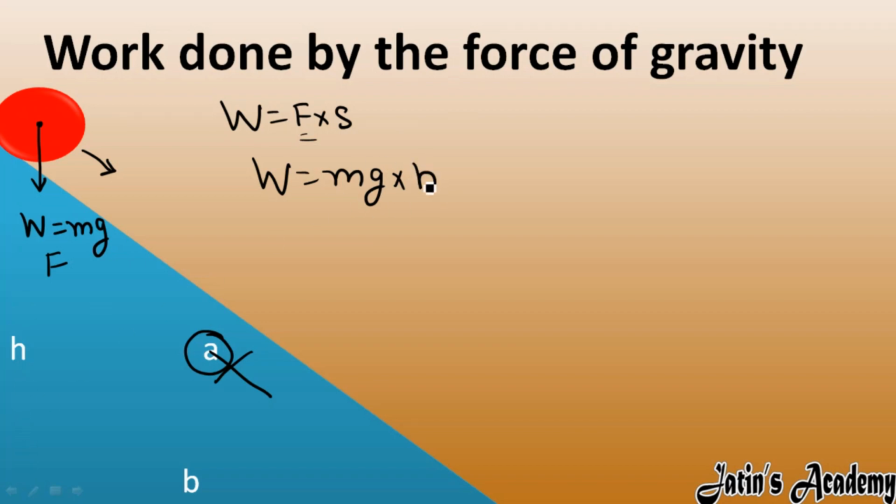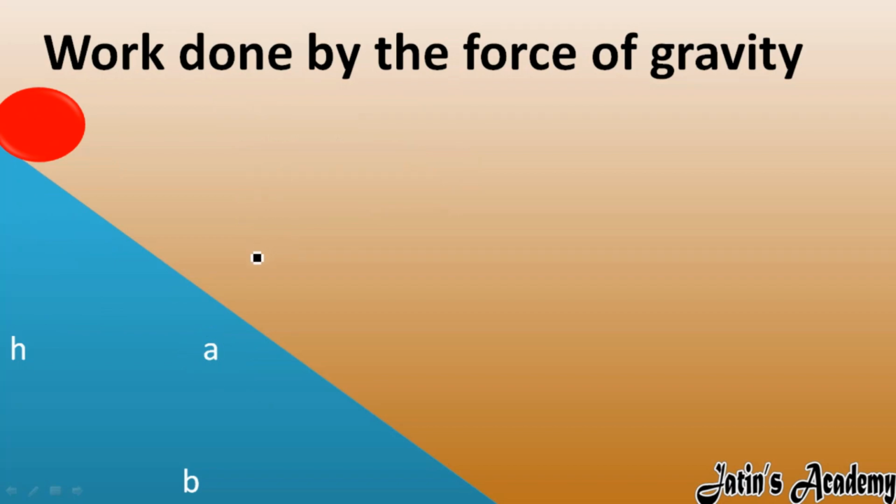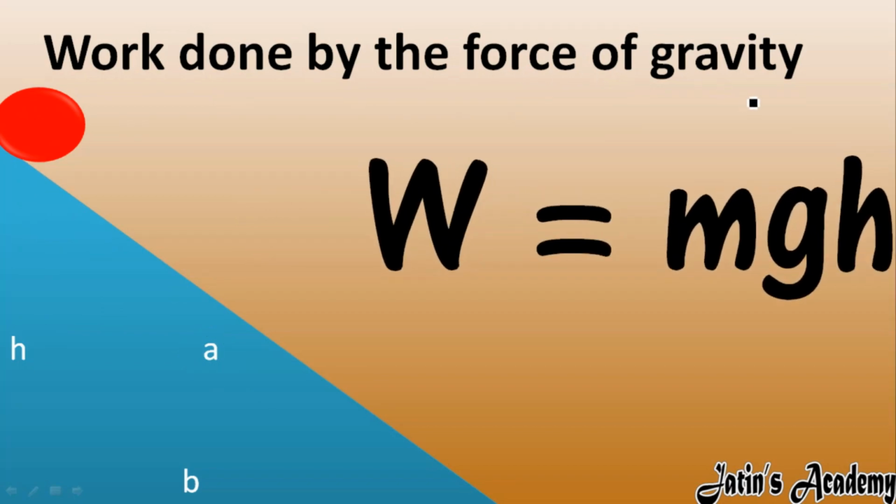So work done due to gravity on a body, we have mgh. This formula you have seen as the potential energy formula, which is derived from the same relation: gravity force is acting on a body, and the body moves a certain distance, and that distance we are taking as a vertical height. So if someone asks for the work done by the force of gravity, then that direct formula we will use: W is equal to mgh.